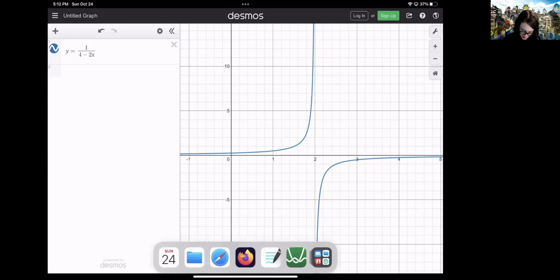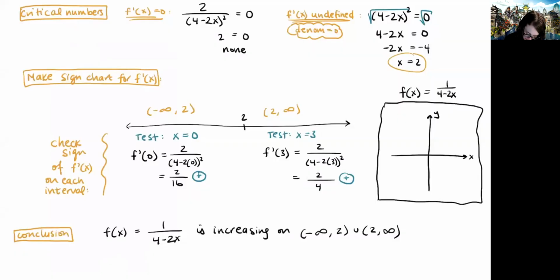Okay, so let's go ahead and sketch that in next to our sign chart here. So here's 2. We've got a vertical asymptote there. The function looks something like this. Like this. And again, it's increasing before 2, and then it's increasing after 2. But at 2, it's not.